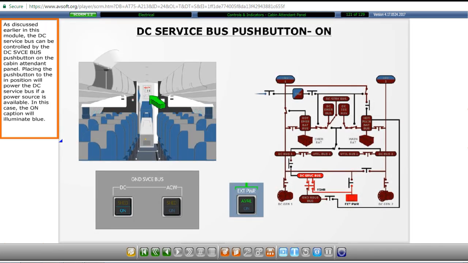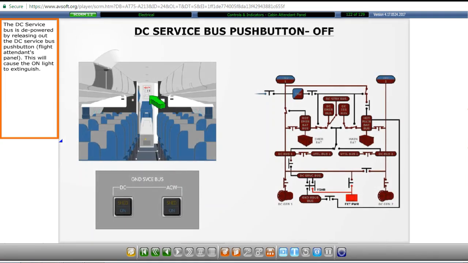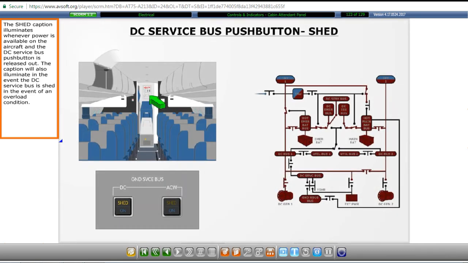As discussed earlier in this module, the DC service bus can be controlled by the DC service bus push button on the cabin attendant panel. Placing the push button to the in position will power the DC service bus if a power source is available. In this case, the on caption will illuminate blue. The DC service bus is depowered by releasing out the DC service bus push button. This will cause the on light to extinguish. The shed caption illuminates whenever power is available on the aircraft and the DC service bus push button is released out. The caption will also illuminate in the event the DC service bus is shed in the event of an overload condition.